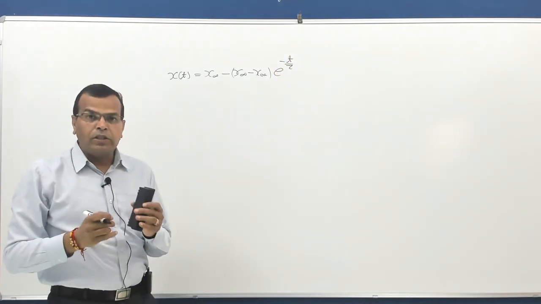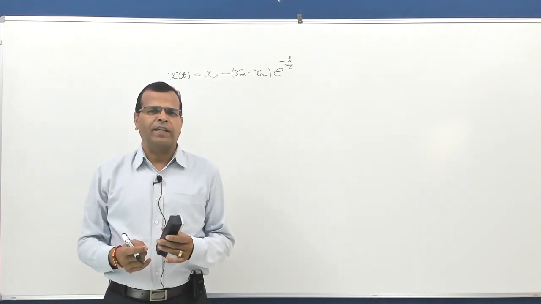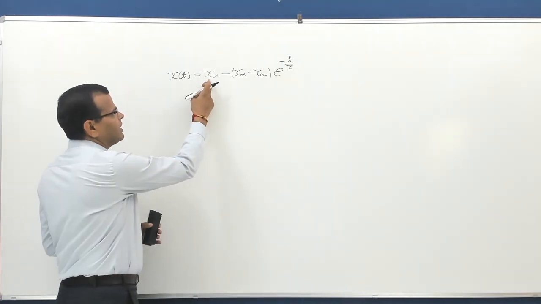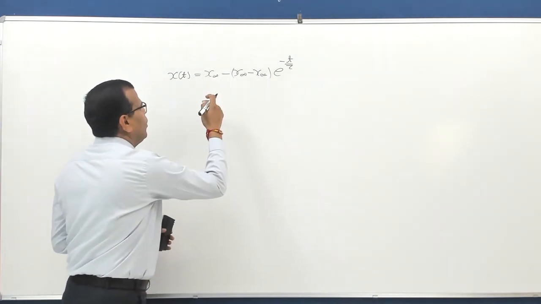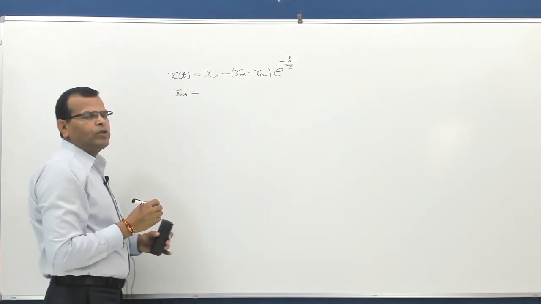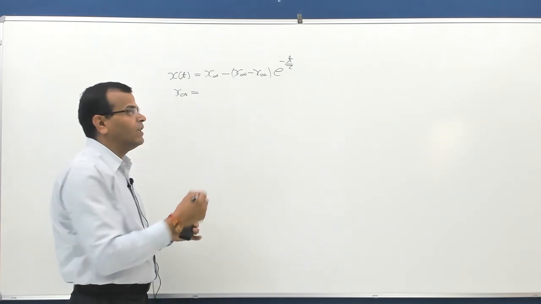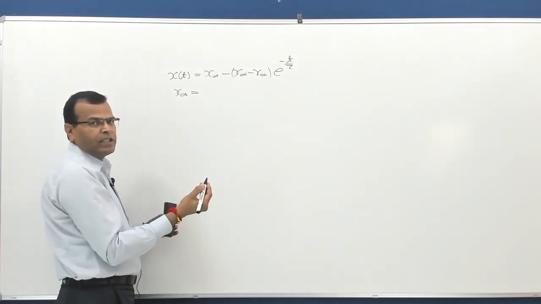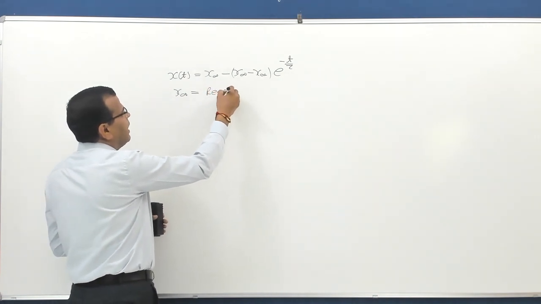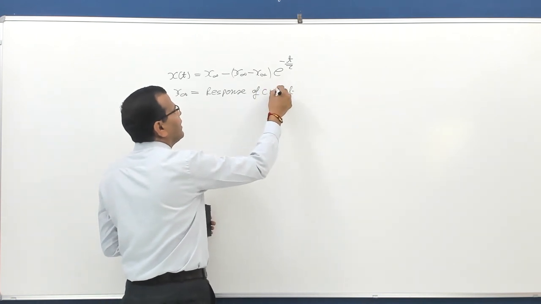This is the general response of any first order circuit. Now let us see what is x(∞), x(0+) and tau. x(∞) is basically the response of the circuit at t equal to infinity. That is normally a steady state in the circuit.